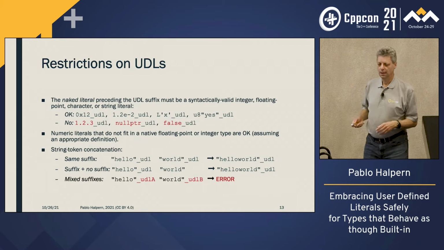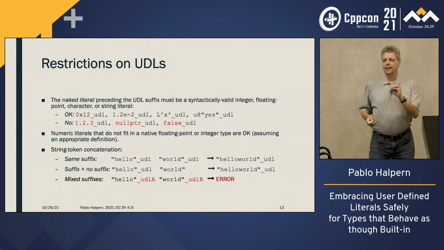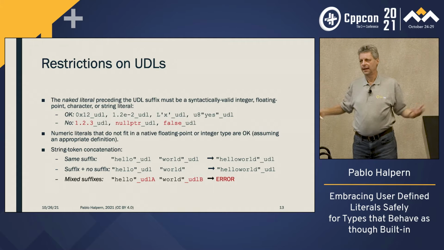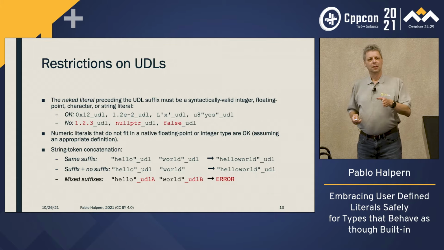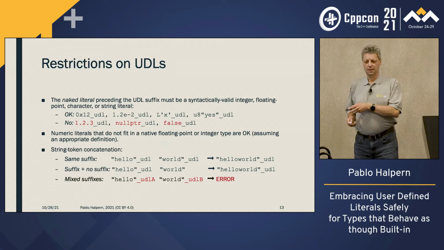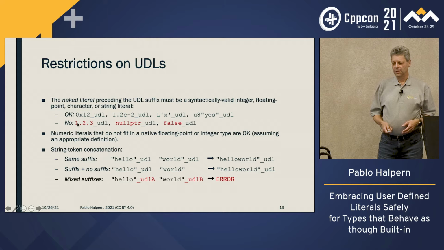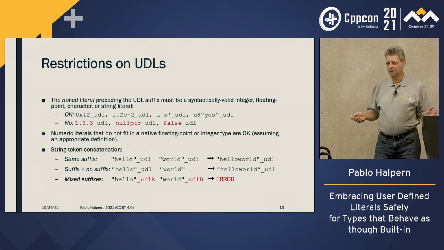So, restrictions. The naked literal has to be a valid literal. You can't invent your own new syntax. It has to look like an int, or a floating point number, or a character, or a string. Okay? You cannot do user-defined literals for booleans and pointers, right? And you cannot invent your own syntax. So over here, where you have this 1.2.3, that's no good because 1.2.3 is not a literal. It's not valid syntax for any literal prior to the invention of user-defined literals, so it's still not valid.